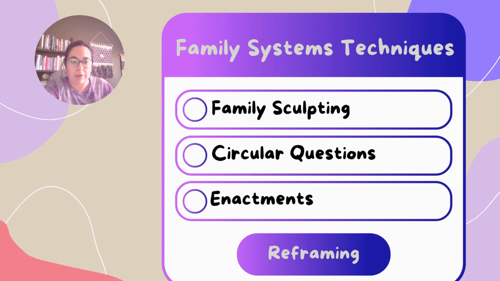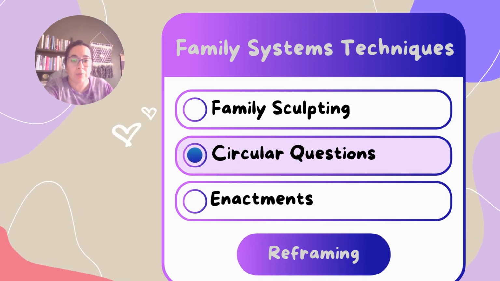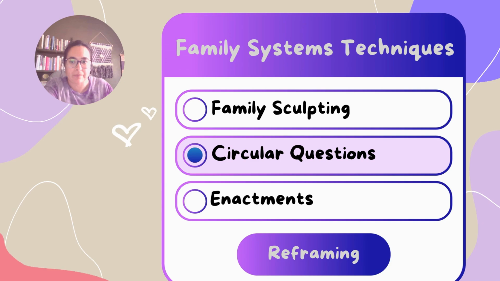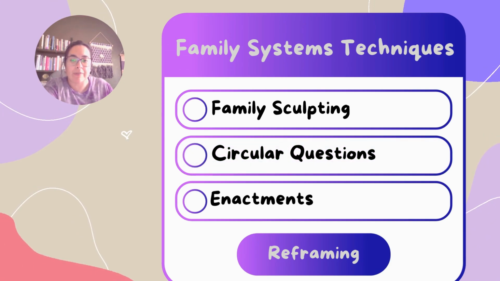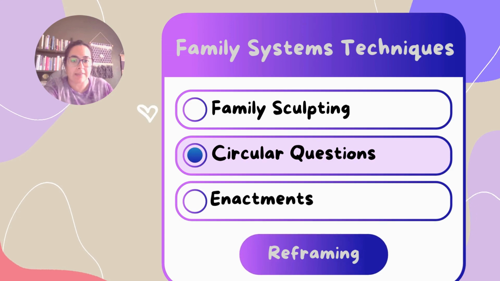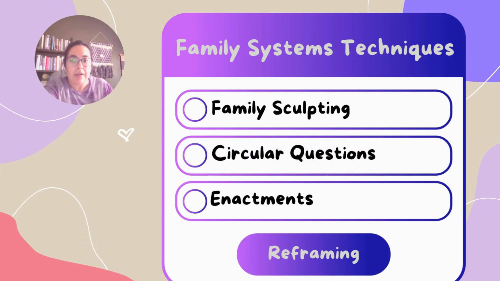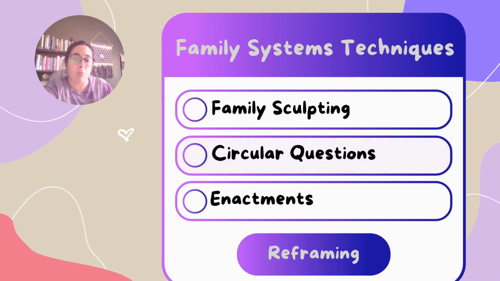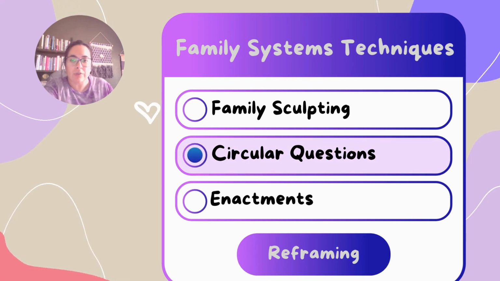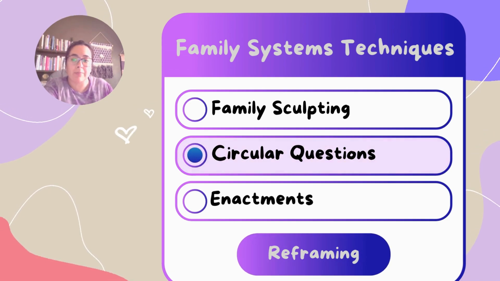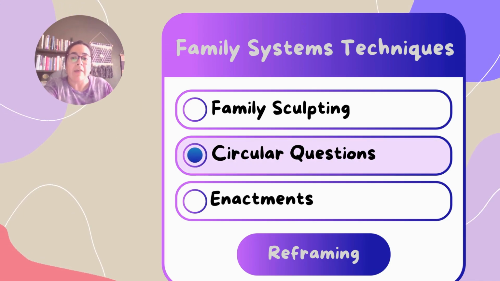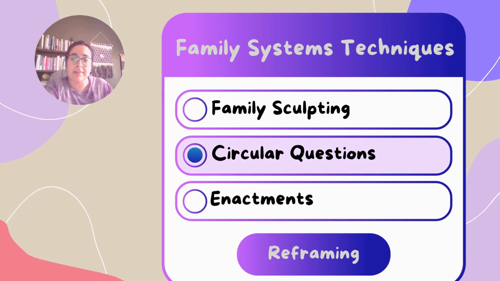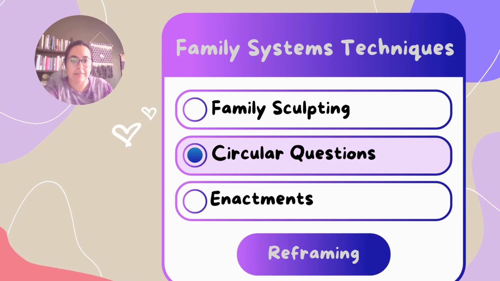Genograms are a family tree or map that can go back up to 3 generations to help visualize family patterns from generation to generation. Enactments are sessions where the therapist encourages the family to enact a typical interaction or conflict. The therapist can then provide suggestions to help turn the dysfunctional interaction into a more constructive interaction.